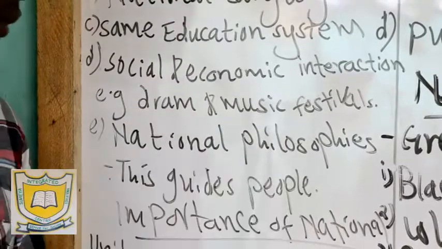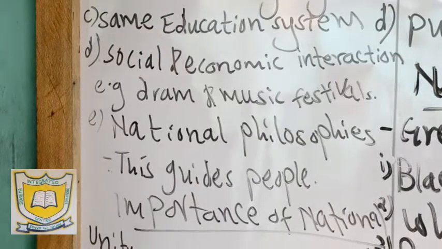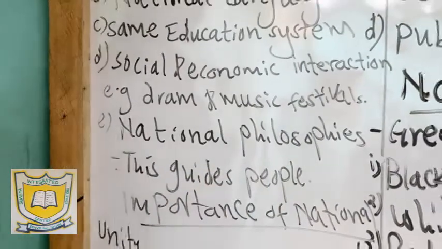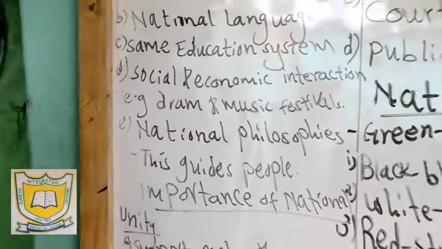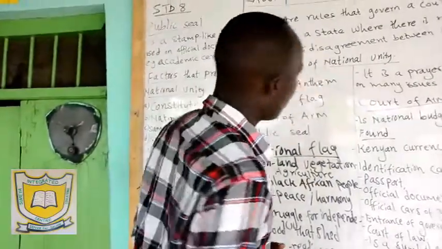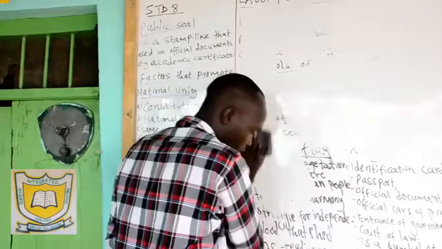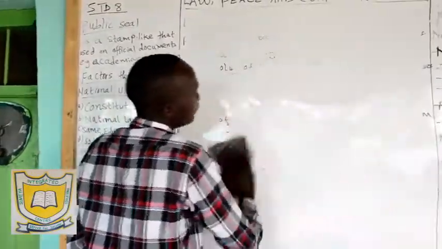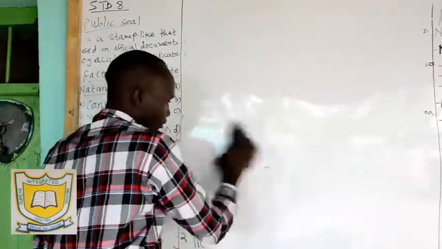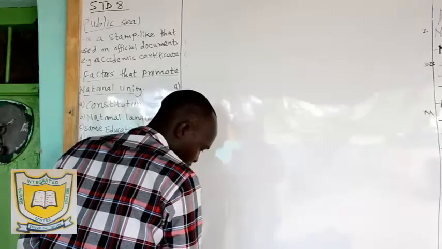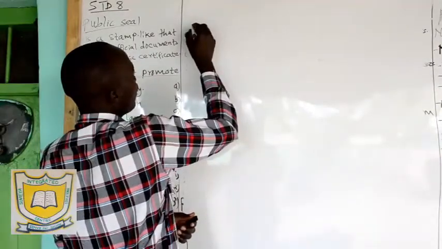Then lastly, we have what we call the national philosophies. Philosophy is a guideline, or there are guidelines of some issues which promote national development. So an example of a national philosophy, you have what you call Harambee.